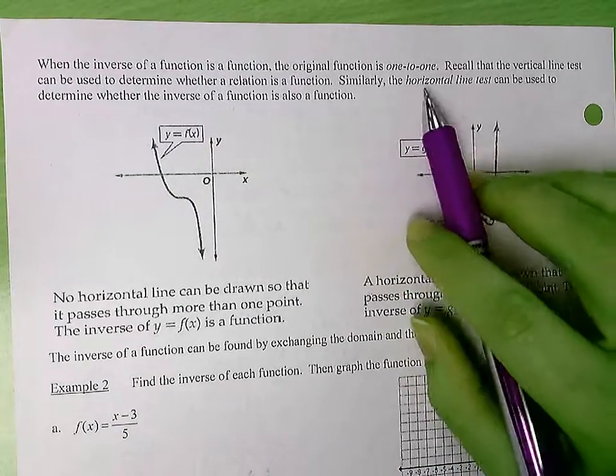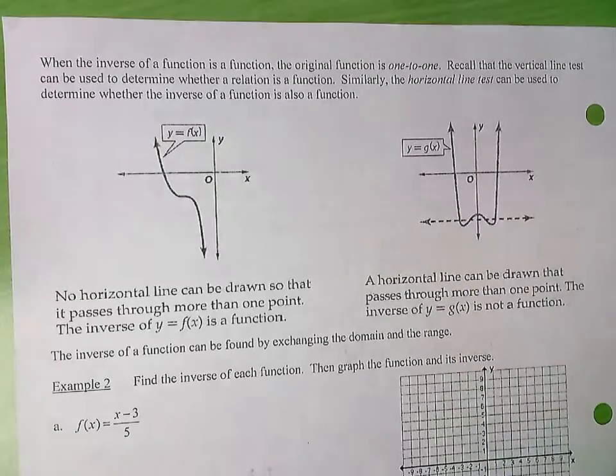Similarly, the horizontal line test can be used to determine whether the inverse of a function is also a function. Since you're working with the inverse, instead of a vertical line, you're going to draw a horizontal line to see if it's a function. So that flips.